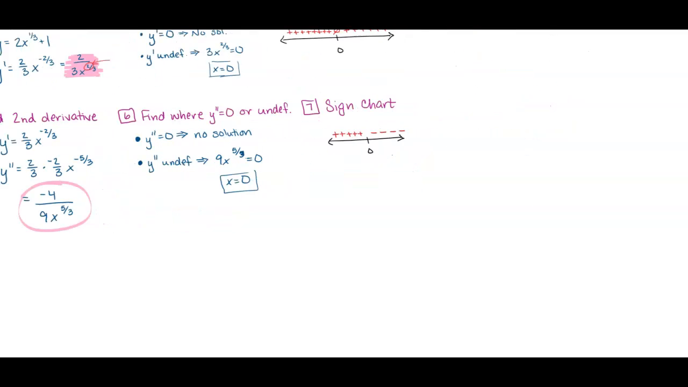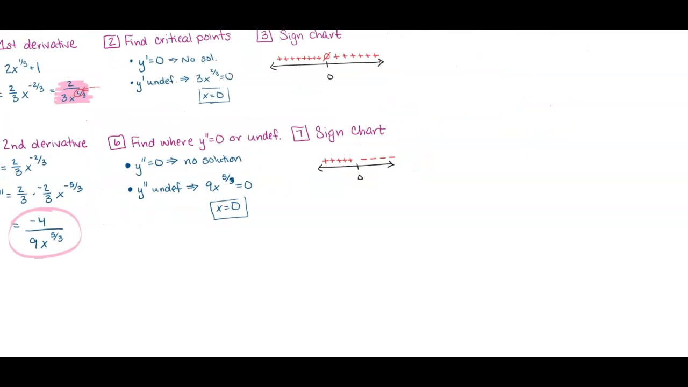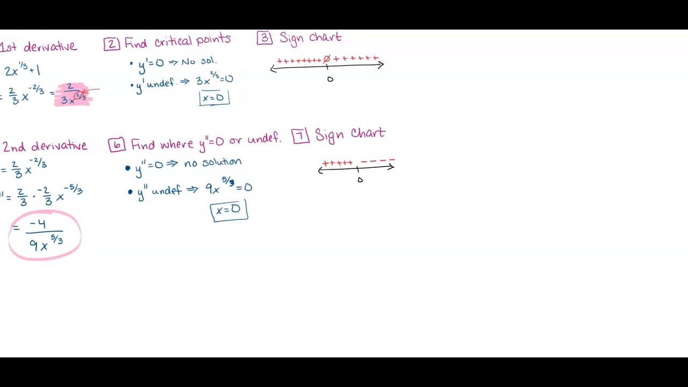So this tells me about concavity. Remember my first derivative sign chart, and I guess I should have labeled these because there's 2 different sign charts, they mean different things. This is my first derivative sign chart up here in step 3. This is my second derivative sign chart here in step 7. My first derivative sign chart tells me my function is increasing and then still increasing. My second derivative sign chart tells me my function is concave up and then concave down.